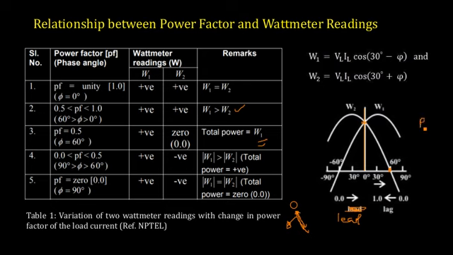At ZPF, what happens? The resistance of your load is 0. So in such a case, you'll have either a purely inductive load or a capacitive load. So your power consumed will be 0. That is again justified here, that W1 will be equal to W2, but both have opposite signs. So the total power indicated by the sum of the two wattmeters will be 0. Such a variation can be seen from this figure also.